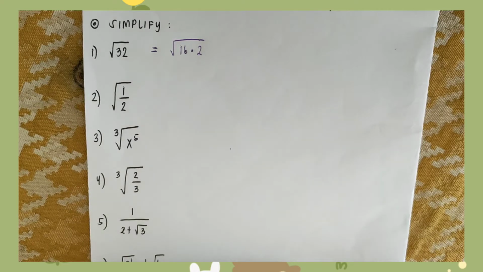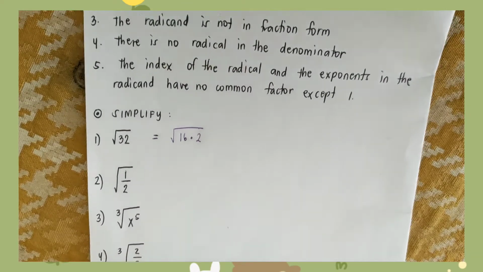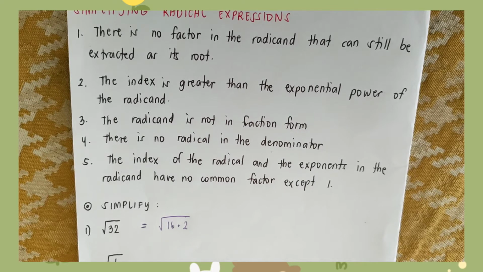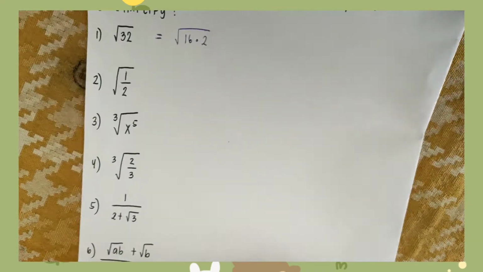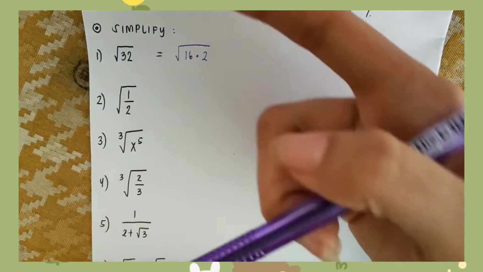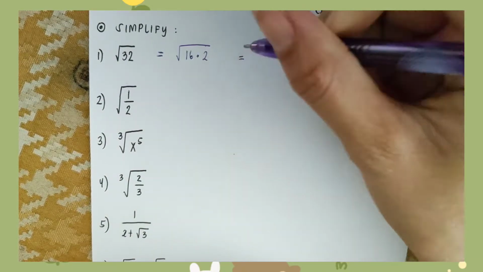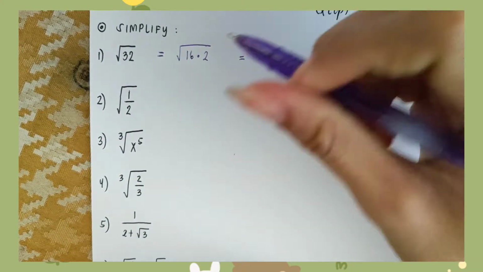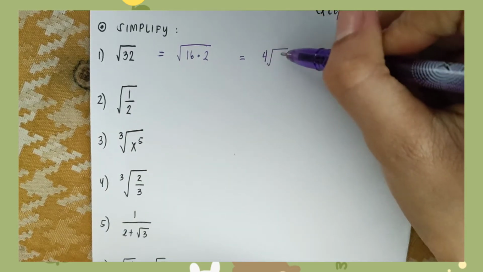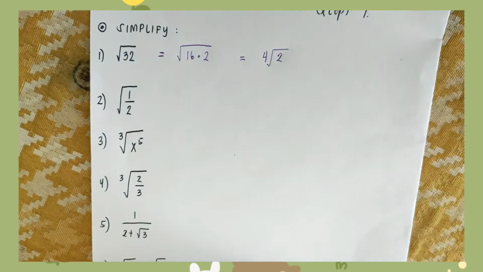And for number 1, we have the first characteristic. There is no factor in the radicand that can still be extracted as its roots. Okay, so we need to extract the square root of 16, and the answer is 4. Square root of 16 is 4, and then 2 will remain inside the radical.